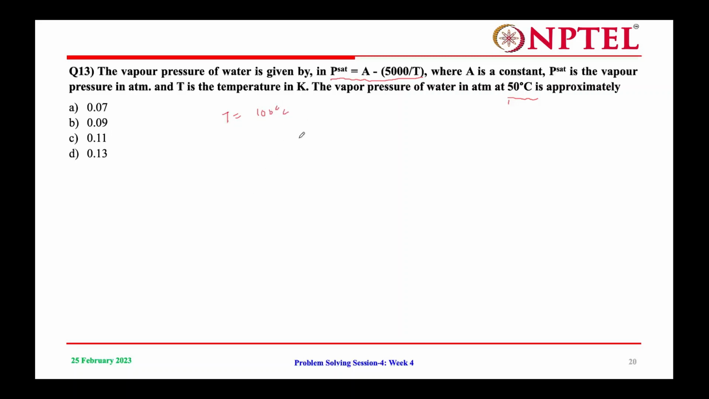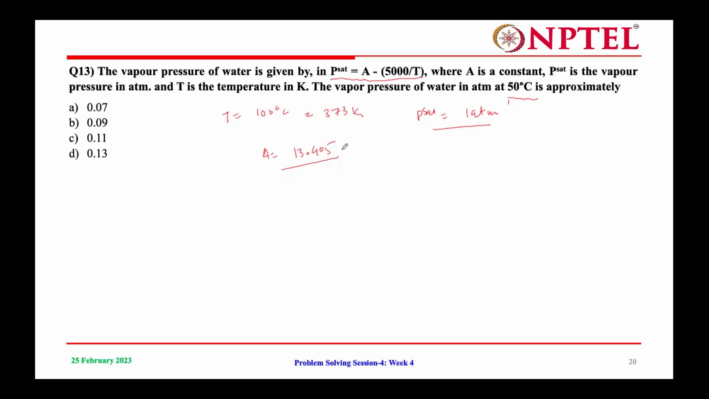So 100 degrees Celsius is equal to 373 Kelvin, right? So at this temperature, pressure Psat is equal to 1 atm. Now put this temperature and pressure in this equation, then you will get the A value, right? Okay, sir. 13.405.